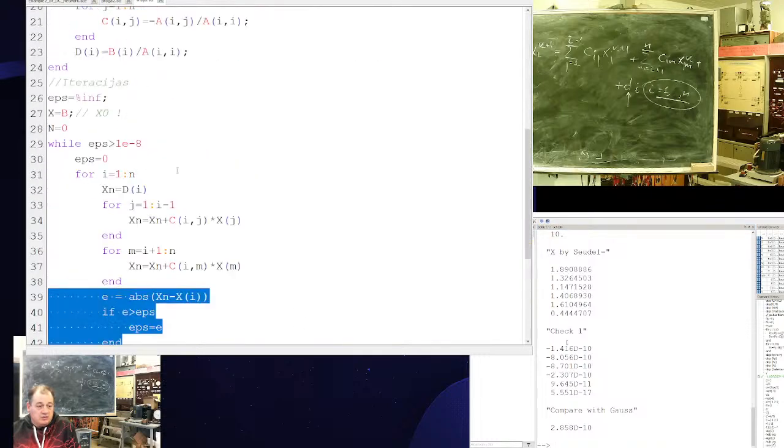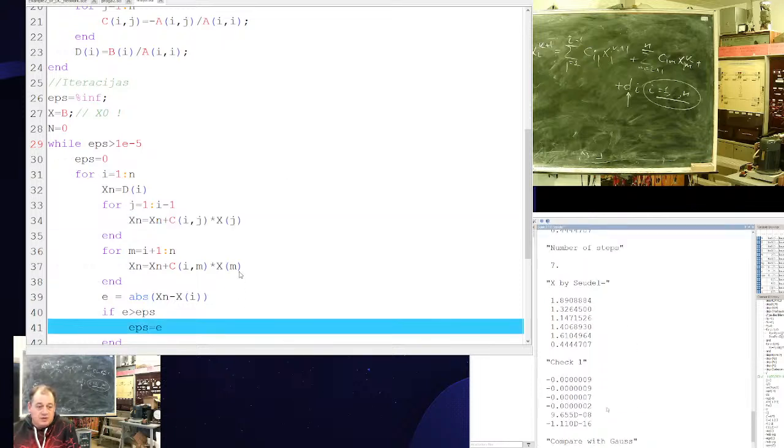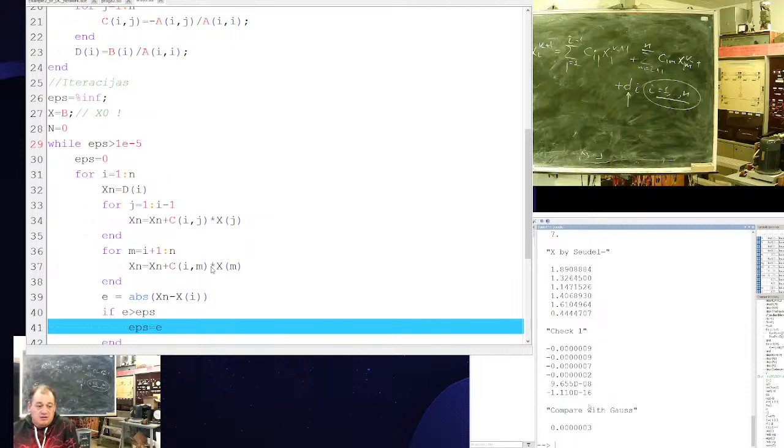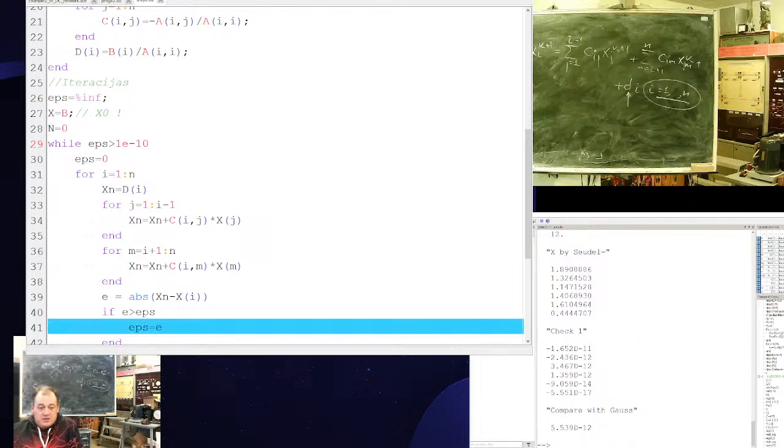Maybe, for example, I reduce precision. And it will take only 7 steps in precision. Or I may want to get better precision. Here I control precision. I will get my solution in 12 steps, and here 12 digits after the comma. It's good.